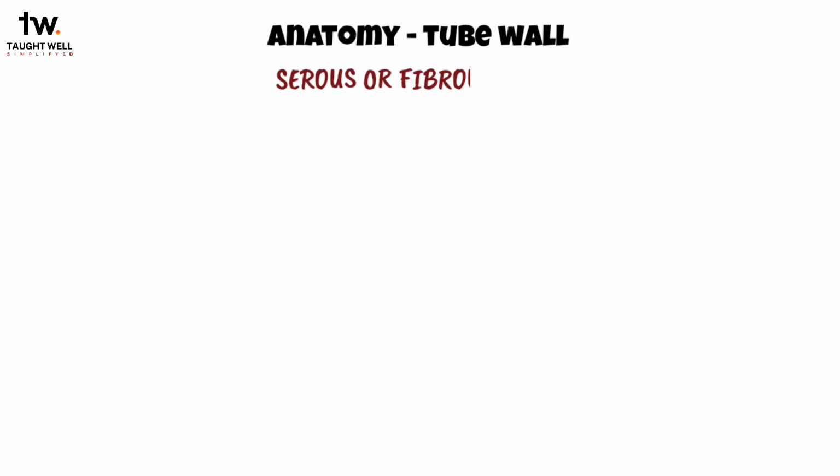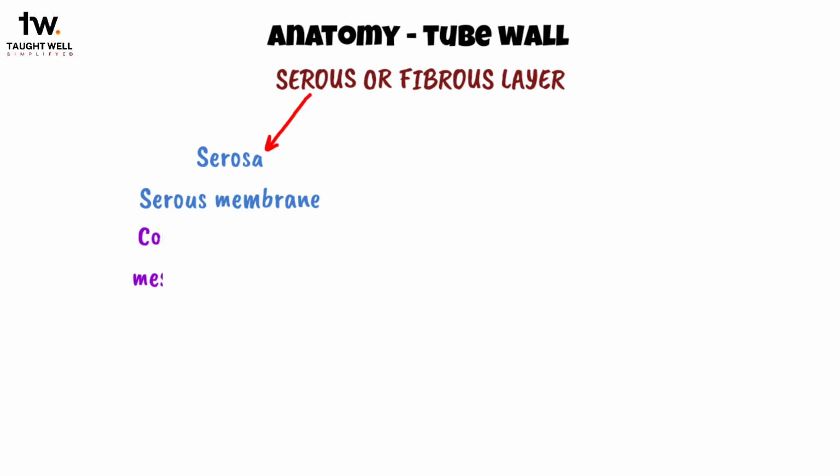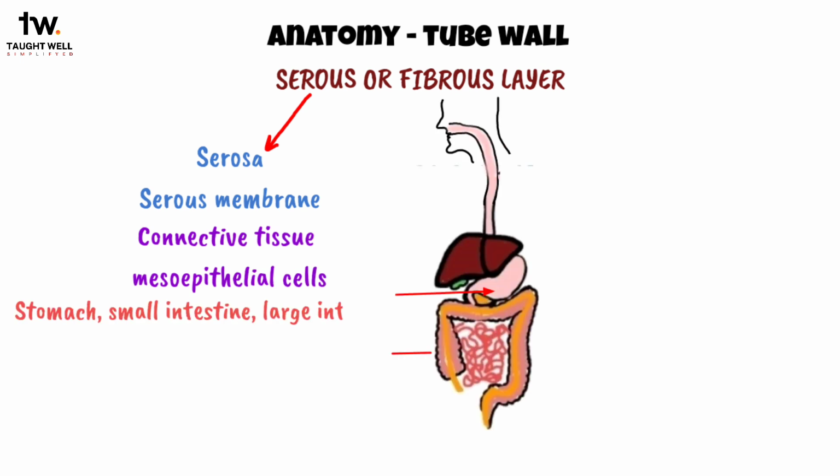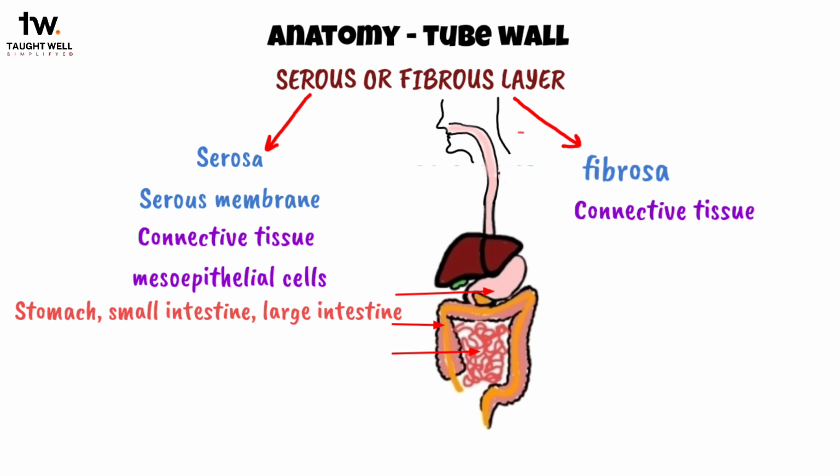The outermost layer of the GI tract wall is either serous or fibrous in nature. The serous layer is also called serosa or serous membrane, and it is formed by connective tissue and mesoepithelial cells. It covers the stomach, small intestine, and large intestine. The fibrous layer is otherwise called fibrosa, and it is formed by connective tissue. It covers the pharynx and esophagus.